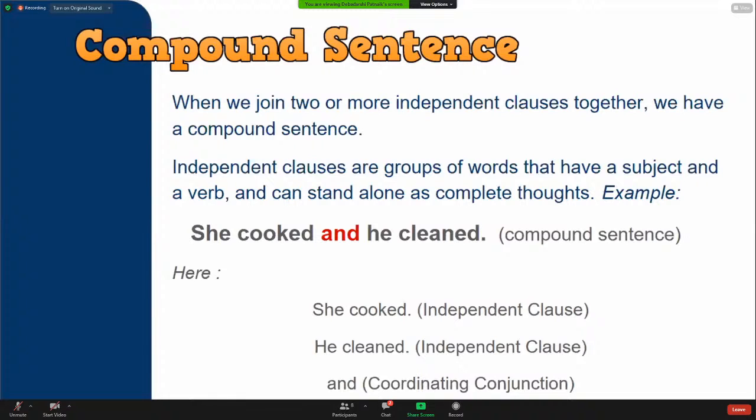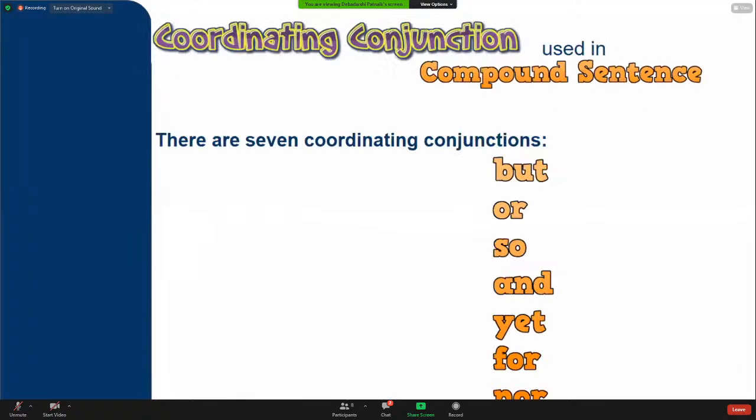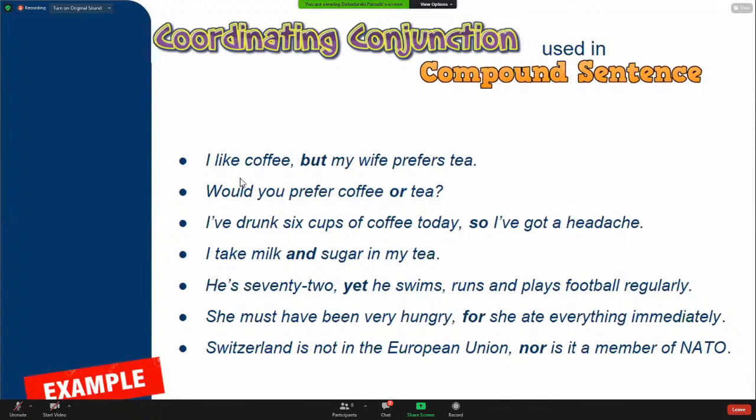Clauses means there must be a subject and a verb. There must be a subject and a verb. Okay. For example, I will say, I like coffee and my wife prefers tea.